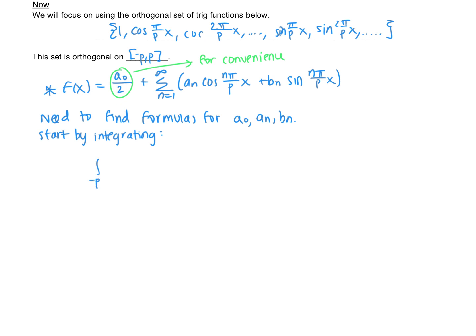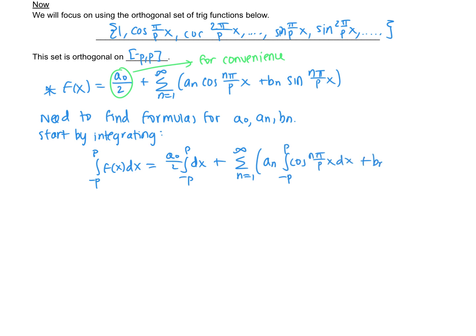So I'm going to integrate from negative p to p, f of x dx. This will be equal to, if I take out a0 over 2, I'm then integrating from negative p to p dx. And then I have this sum from n equals 1 to infinity. I take out a of n, integrating from negative p to p of cosine of n pi over p x dx, and then I take out the bn, and I'm integrating from negative p to p of sine of n pi over p x dx.